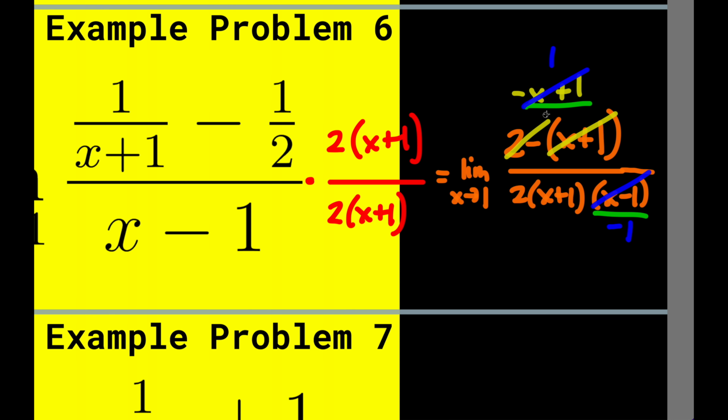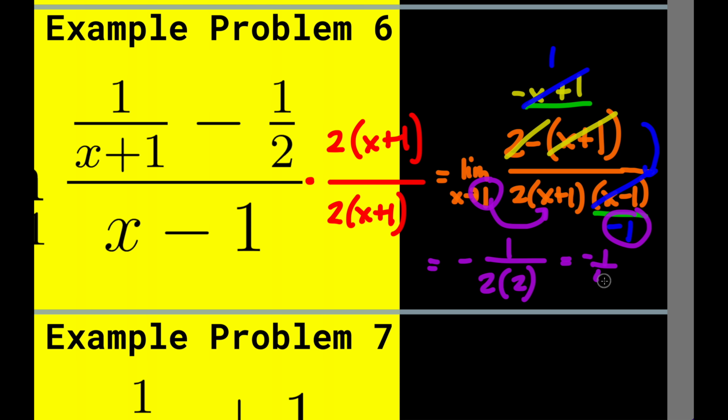Okay, now we got rid of what's causing the division by 0 because we got rid of that x minus 1. So now we can just do direct substitution with this 1 right here and just plug it in right there. So you end up with negative, because of this negative 1 right here, divided by 2 times (1 plus 1), which is 2. So you end up with negative 1/4 as the answer for this problem.